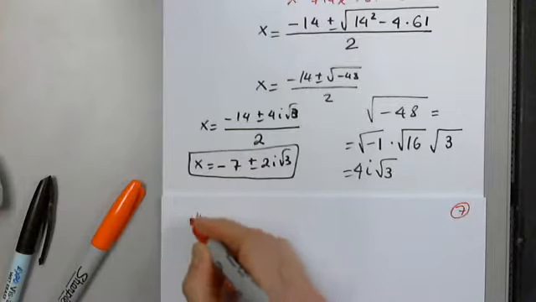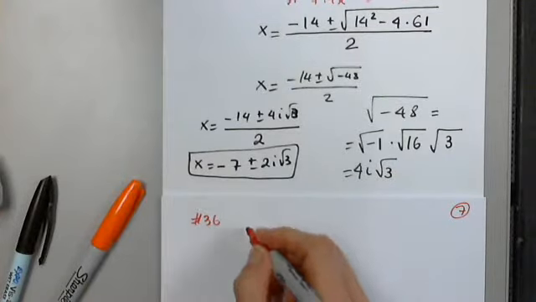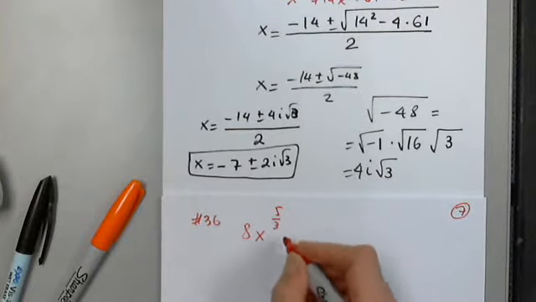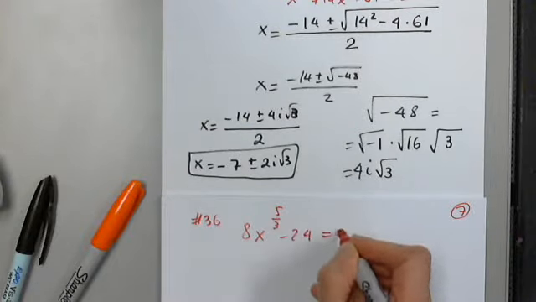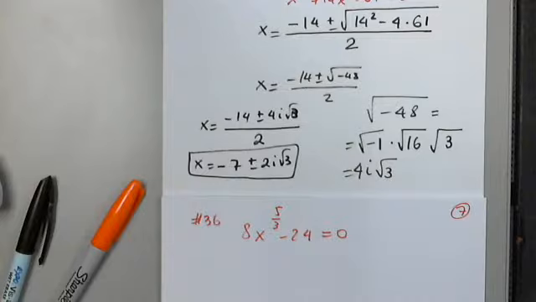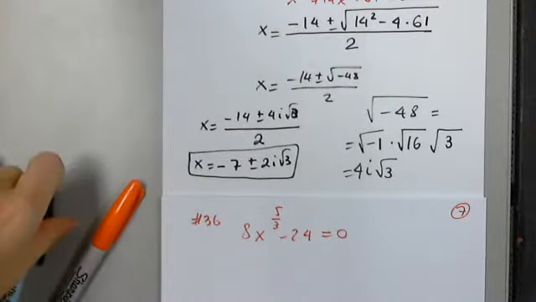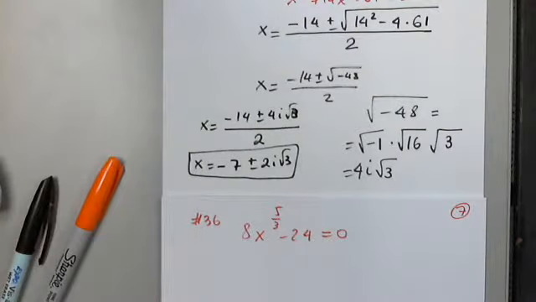Yes, let's look at 36, which is 8x to the 5/3 minus 24 equals 0. What type of equation is it? It's with rational exponents, clearly. Okay, then what will be my next step?